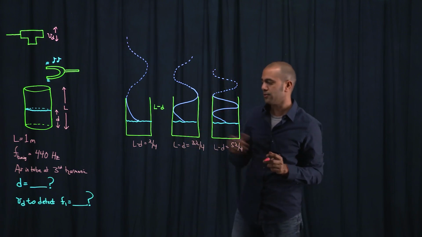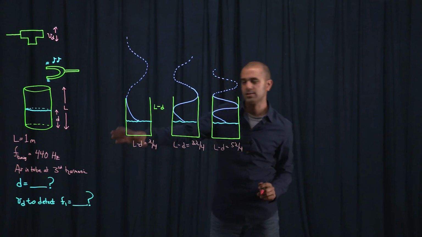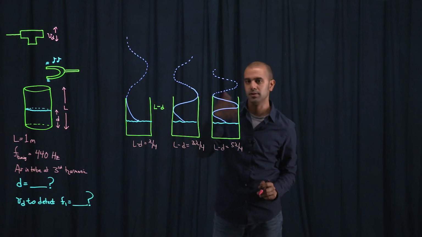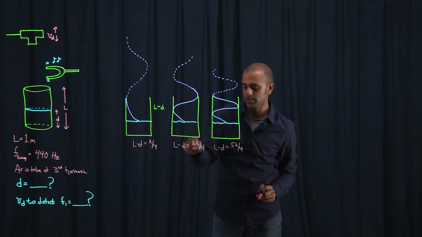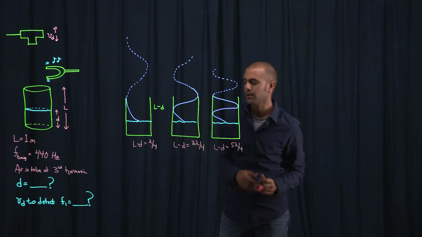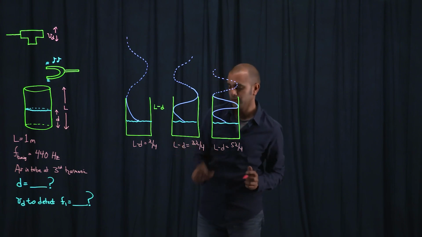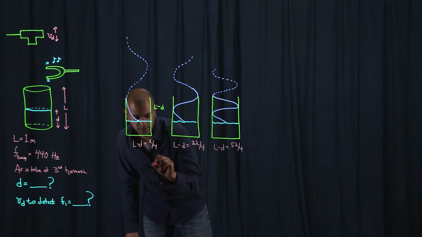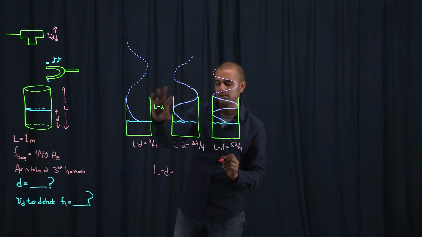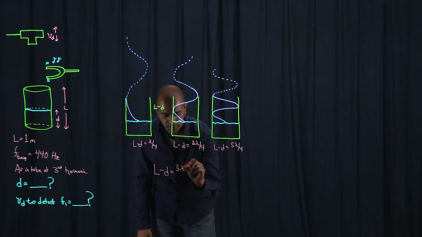In particular, the third harmonic, which by convention, when they say third harmonic, they don't mean the third in the series. They mean the harmonic in which a 3 appears in the numerator. This is the third harmonic. That one is going to follow this formula. So if I write that down, this distance must equal 3 lambda divided by 4.